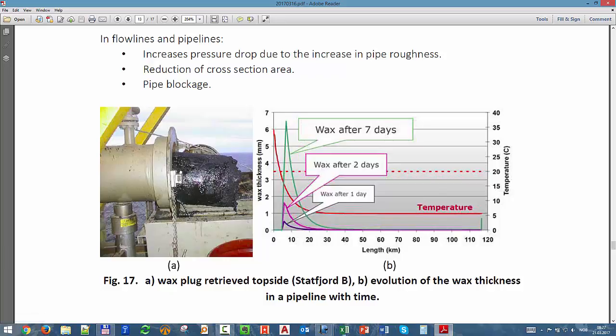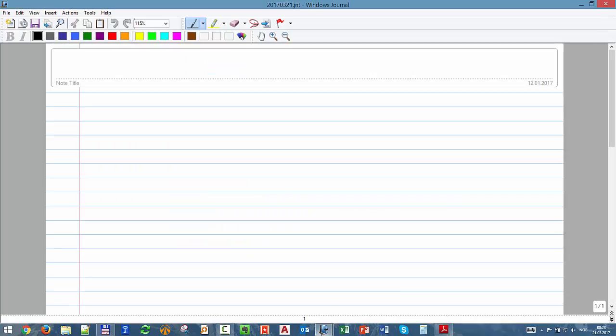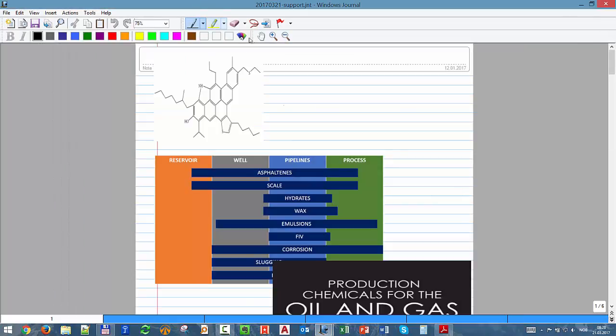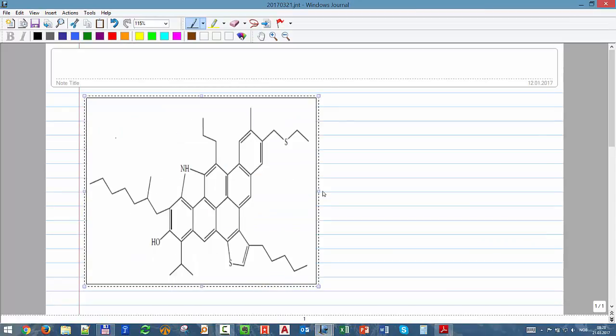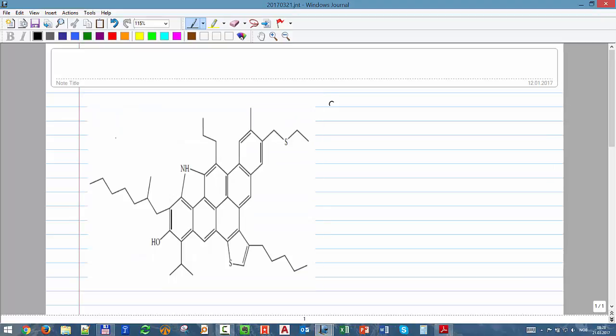And I think here we have a picture I pulled of how it looks. Alkanes, waxes, will be much more linear, and that's an asphaltene molecular structure. And another thing with asphaltene is that it has sulfur, it can have nitrogen, oxygen, and can also have some heavy metals.